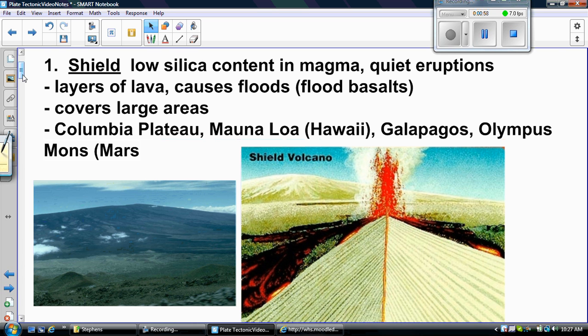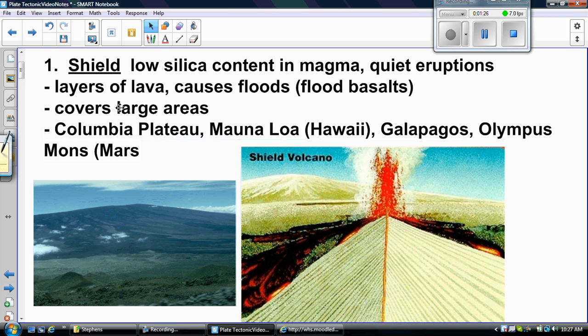When there's a lot of silica in the magma, then you have explosive eruptions. The shield volcanoes do not have a lot of silica, so they're very quiet. Pretty much what they do is they just erupt layers of lava that moves very slowly. Now, however, these layers of lava can cause floods, which we call flood basalts, and that can be a destructive force on Earth, so that can actually harm Earth's surface.